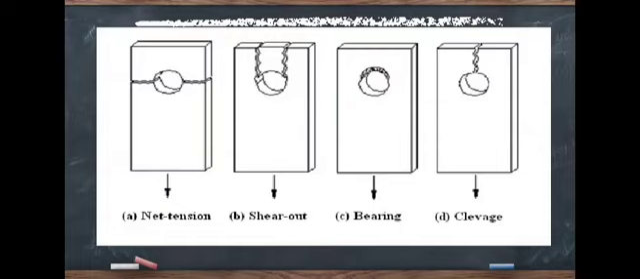If we are making a bolted connection in plates, it may fail due to net tension, and the failure style can be seen in figure A. Similarly, for shear out, you can see the failure structure. For bearing, you can see diagram C. And for cleavage failure, diagram D can be easily viewed.